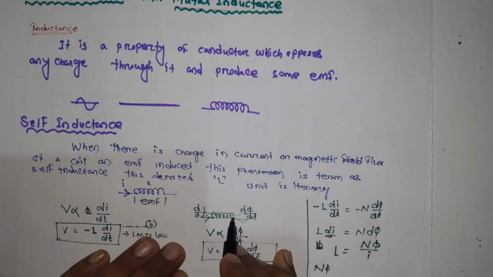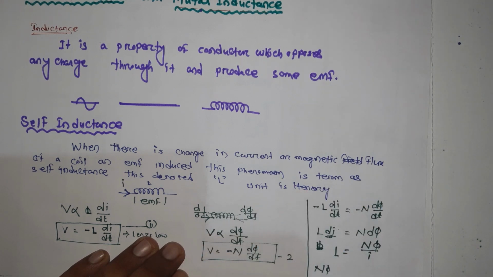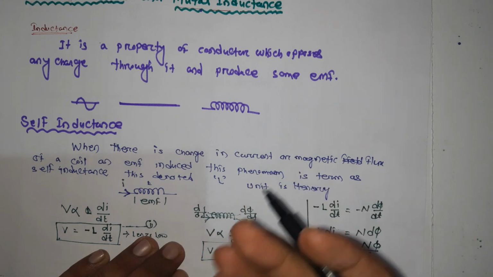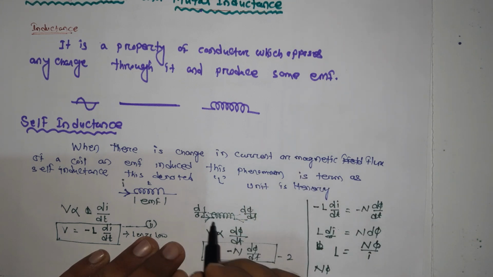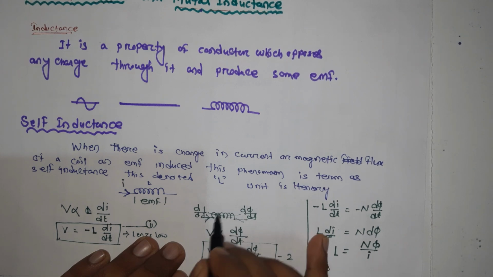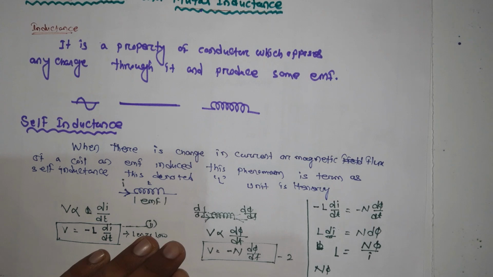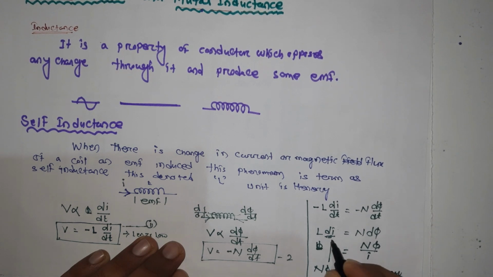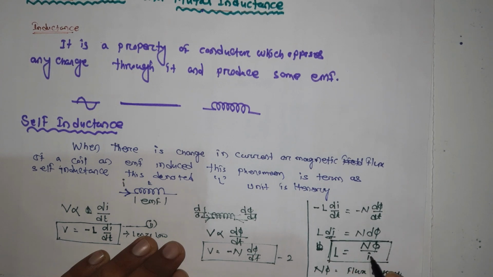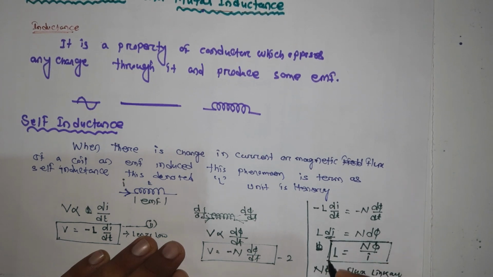We know that in Faraday law, whatever the flux linkage is, it will produce some e.m.f. Here the amount of flux linkage decides the amount of e.m.f produced. So n phi is the flux linkage. This is the self-inductance, n phi by I. This is the final derivation of the self-inductance.